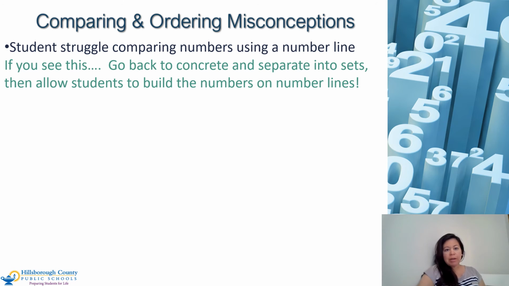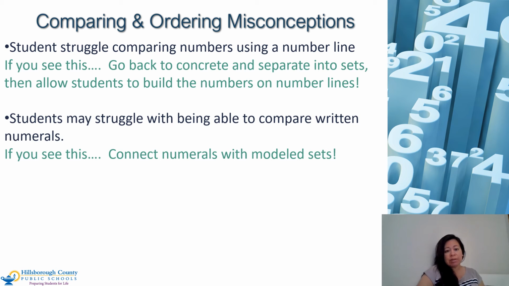Now, thinking about comparing and ordering misconceptions. So there's a few misconceptions that we're going to talk about. If students are struggling to compare numbers using a number line, that means we definitely have to go back to the concrete and separate them onto sets. You can use mats. You can just use whiteboards that have two different sets that they can put the numbers into. And so then separating them with tools into separate sets and then allowing students to build those actual numbers on the number line will help make those connections.